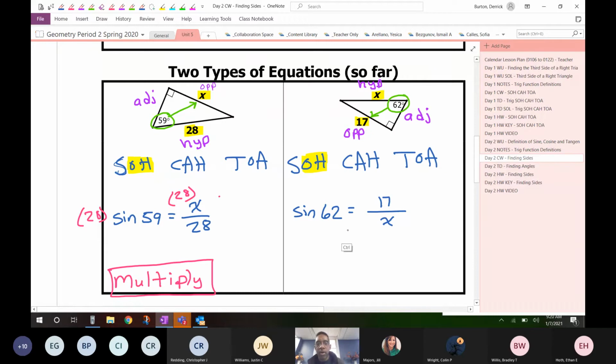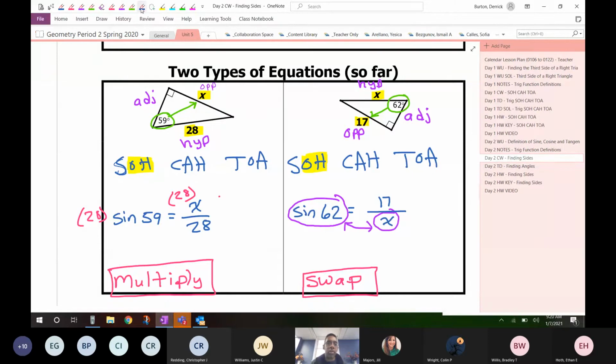Now on the second problem, when the variable is in the denominator, we're going to do something different. I'm going to call that a swap. When the variable is in the bottom, you swap. Here's what I mean by that. We are going to take the sine 62 part and the x, and we are going to swap these. This is legal, right? It will give us a valid equation.